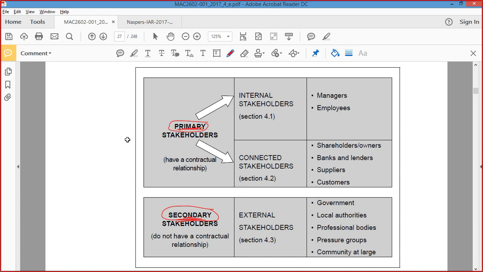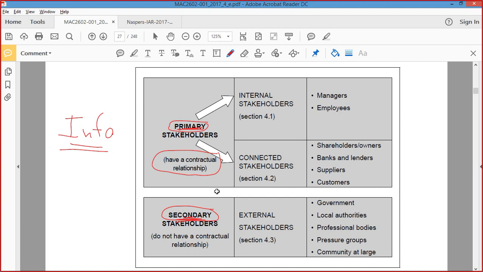I think they have more control over the decisions made by the business. Okay, good. Control could be something that you could mention, but it also looks at information. Who has more access to information, the primary or the secondary? The primary, definitely. And what they've said here is there's a contractual relationship. That means the primary stakeholders are literally in the business.